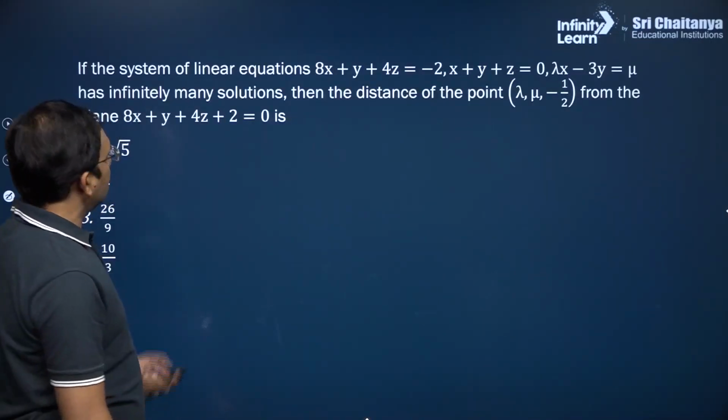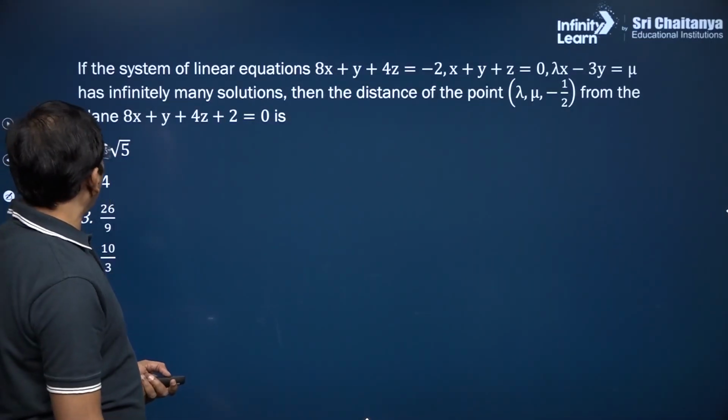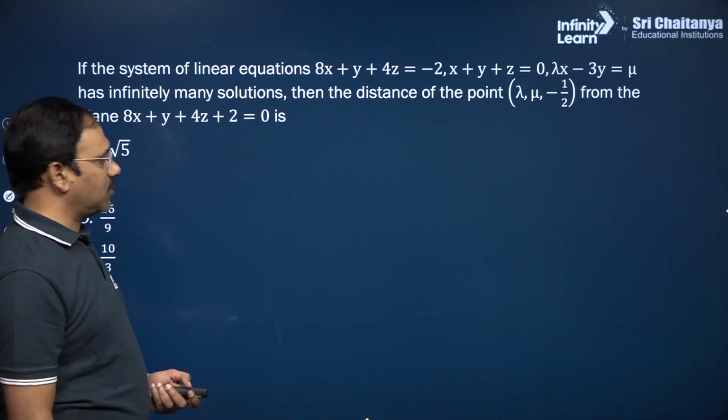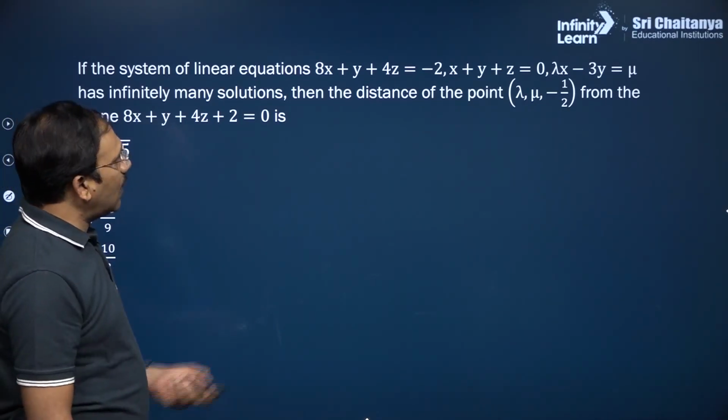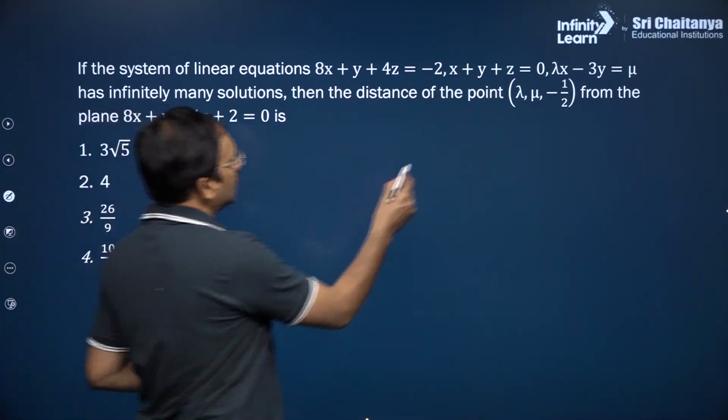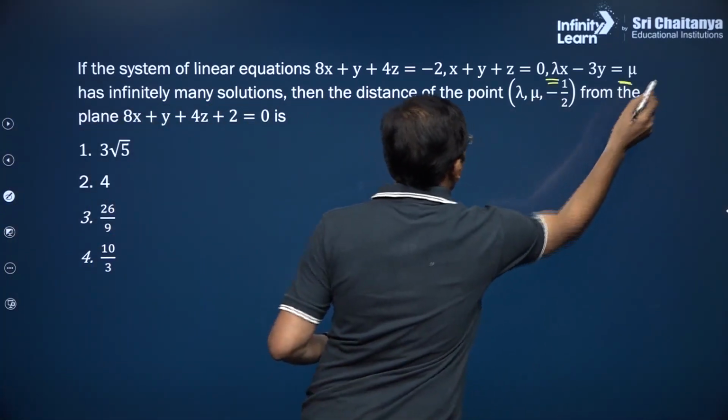Next, my dear friends, the system of linear equations has infinitely many solutions, right? Then you have to find lambda and mu, because in the equations lambda is the unknown, mu is the unknown.